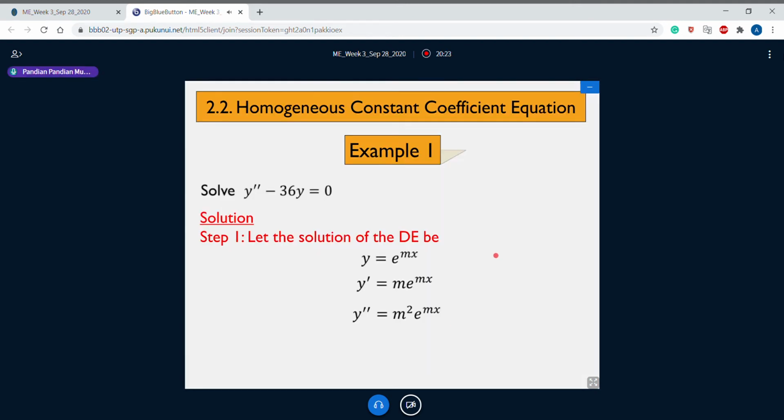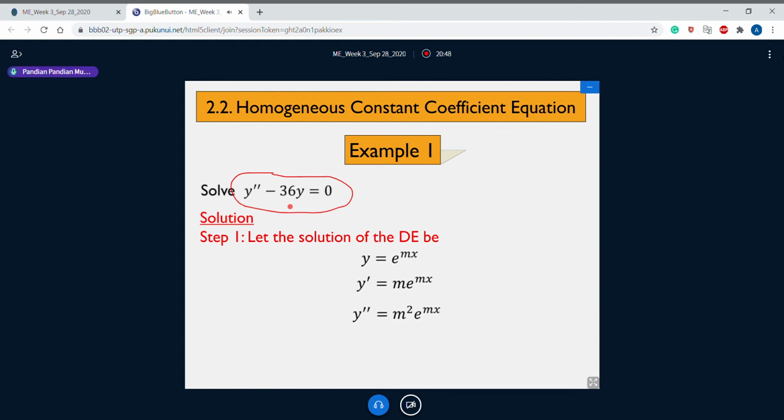Now, we try to solve a second order homogeneous constant coefficient differential equation, example 1. See, this is second order, y double dash minus 36y equals 0. So there is no y dash.